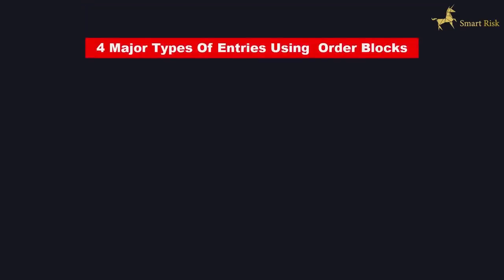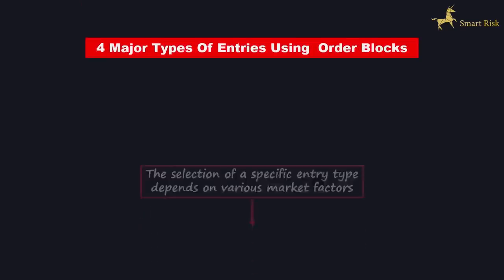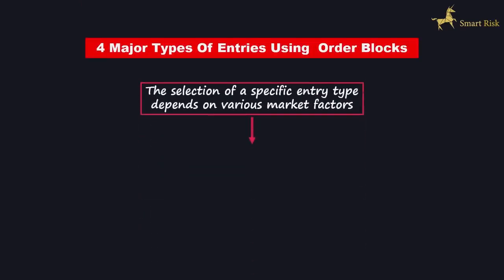There are 4 primary types of entries that we can employ when executing trades using order blocks. The selection of a specific entry type depends on various market factors, such as the market's movement, sessions, volatility, and other relevant factors. By considering these factors, we can choose the most suitable entry type for executing trades effectively.